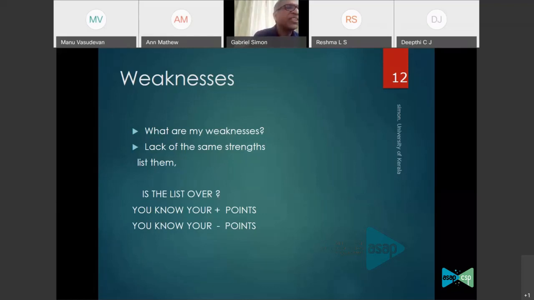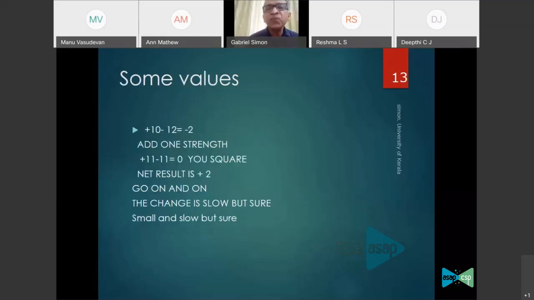And we move on to the next slide, slide number 13, where we are looking at the values. What are those values? How do you see those values? I have just taken an example where a person has got 10 strengths. I have identified, or I could identify 10 strengths. So you have plus 10. I identified 10 weaknesses, or 12 weaknesses. Those are the things which happened in my life because I could not activate my strengths or use my strengths to the fullest possible potential. So I have plus 10 strengths, minus 12 weaknesses.